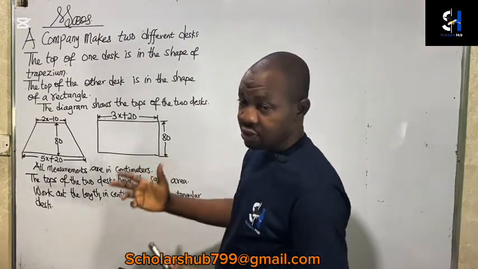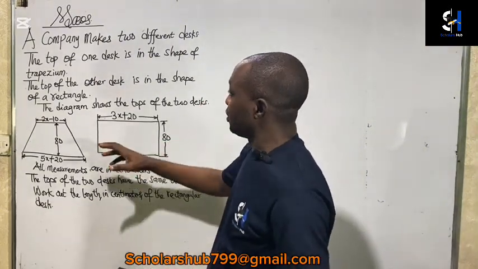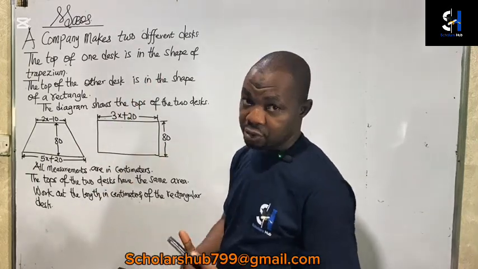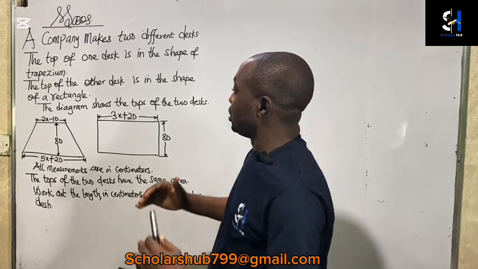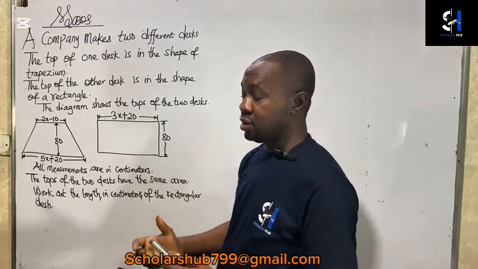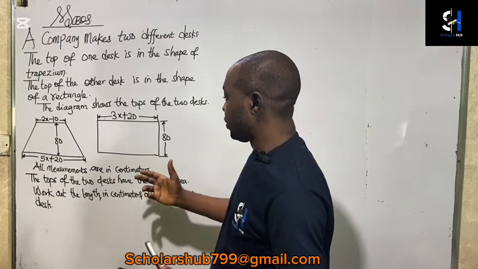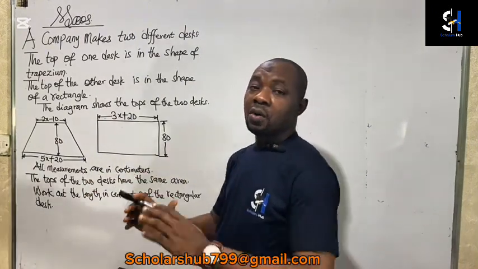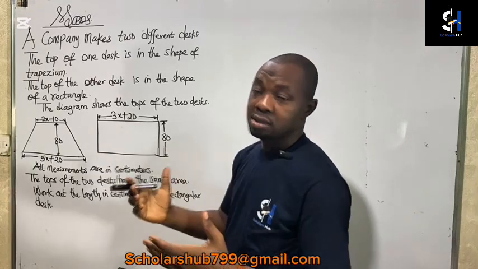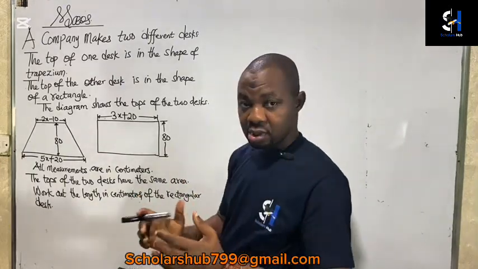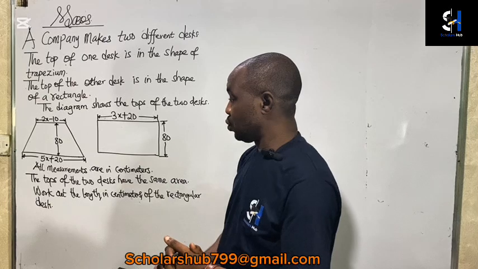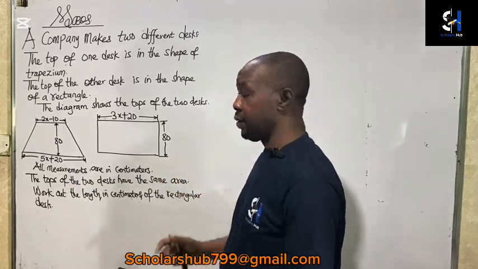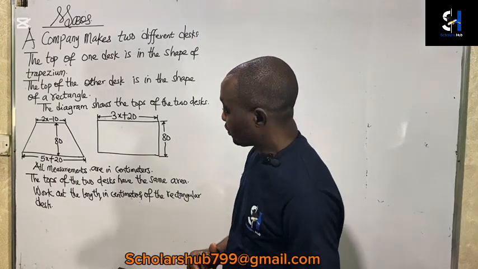So we have two desks. The top of the first desk is in the shape of a trapezium. Then the top of the other desk, which is the second desk, is in the shape of a rectangle. All measurements are in centimeters. That means all values are in centimeters. The units selected here in this case is what? Centimeters. The tops of the two desks have the same area.